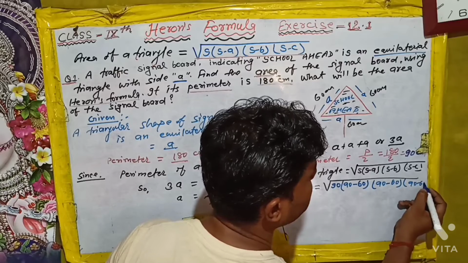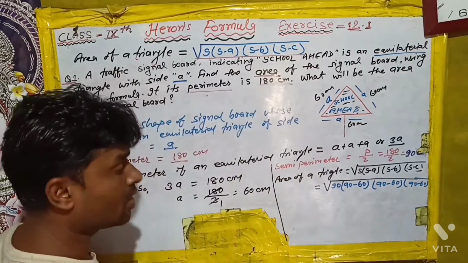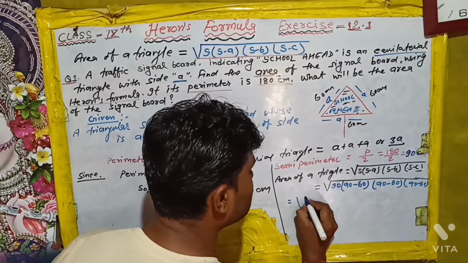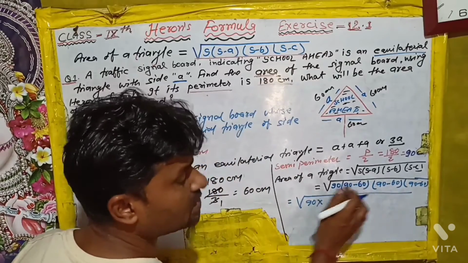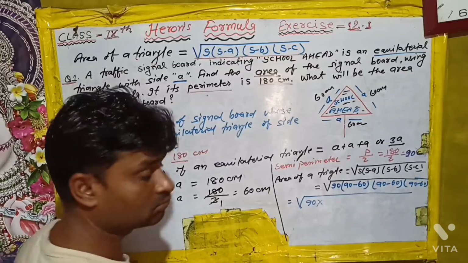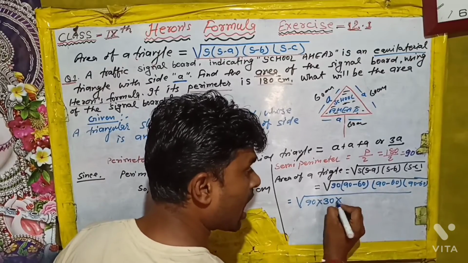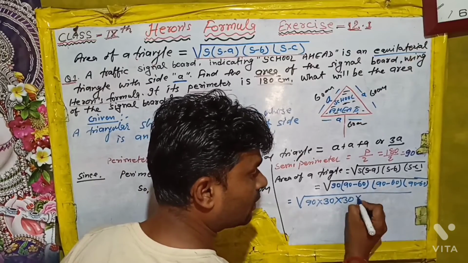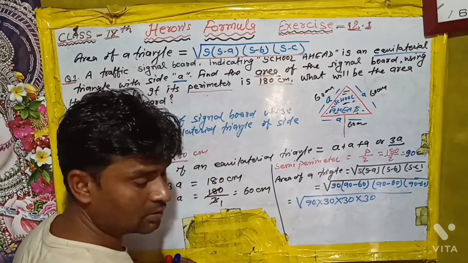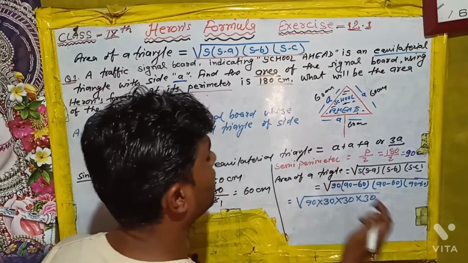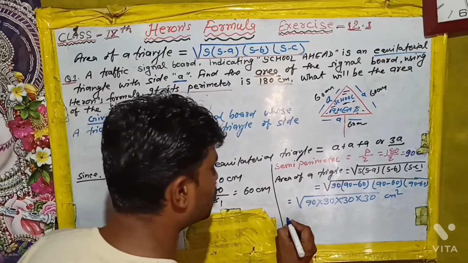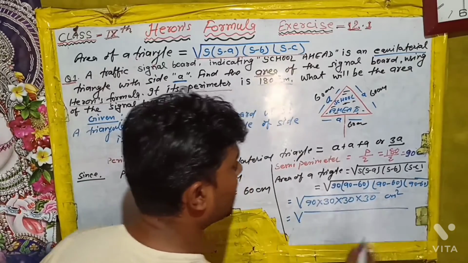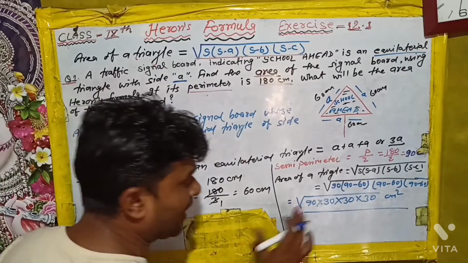The next step is root under 90 into 90 minus 60, which is 30, again 30, again 30. And since this is in centimeters, we write centimeter square. Now let's find out the square root of all this by multiplying.